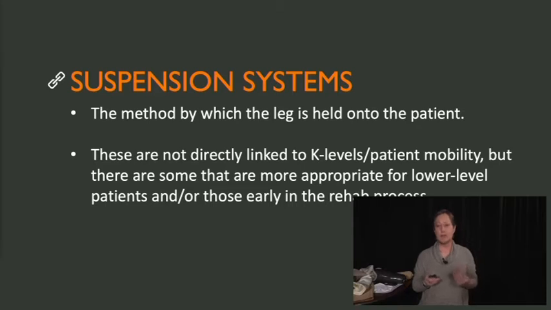If you are familiar with K levels, which talk about different levels of mobility, suspension systems aren't directly linked to K levels. There are suspension systems that might be more appropriate for someone at a lower level of mobility, or early on in their rehab, they start with one suspension system, then they work themselves out of that and they're appropriate for another suspension system. So I'm not going to cover elevated vacuum today.